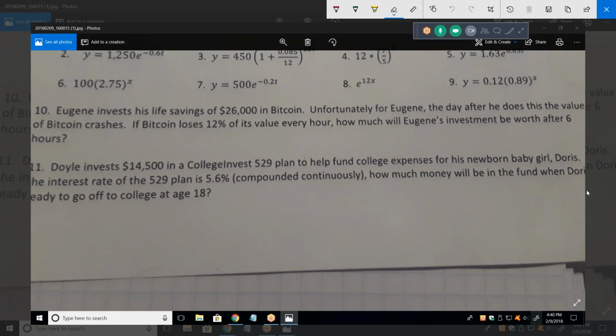Yeah. Okay, so he invested his life savings, $26,000, in Bitcoin. Let's hope he didn't do it 2 months ago, because now he's only got 13,000. But okay, so the day after he does this, the value of Bitcoin crashes, it loses 12% of its value every hour. How much will his investment be worth after 6 hours? So this is basically this equation. And let me explain why.